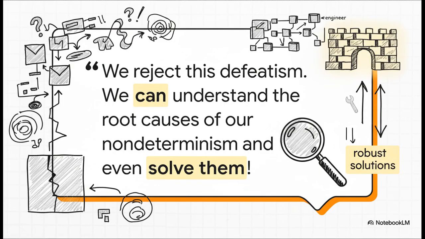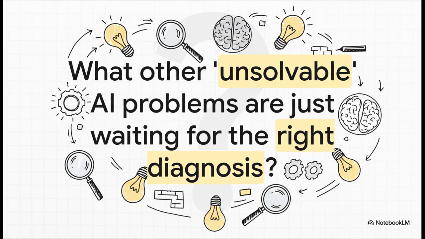I really think this quote from the researchers just nails it. It's so easy to just throw our hands up and say, these systems are too complex, that these are just quirks we have to live with. But what they showed is that if you're willing to dig in and really understand the root cause, you can actually engineer a solution. And that kind of leaves us with a final thought, doesn't it? This whole problem, which seemed like some fundamental, unavoidable property of AI, really just turned out to be a solvable engineering puzzle. And it really makes you wonder, what other unsolvable problems in AI are just sitting there, waiting for someone to find the right diagnosis?